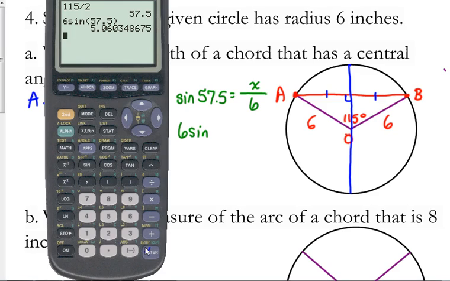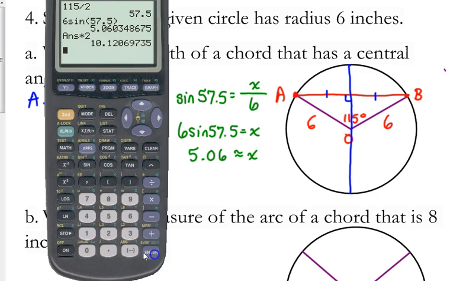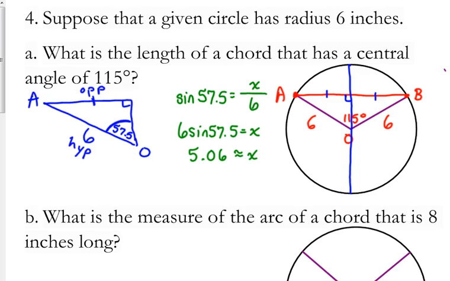Are we good? Okay. So 5.06 is approximately the side of that right triangle, but that's not what we're looking for. We're looking for the length of the chord. So that was half of the chord. So let's multiply it by 2. So the whole chord is approximately AB. The measure of segment AB is approximately 10.12 inches, because we were given units. Anytime we're given units, we need to include our units.